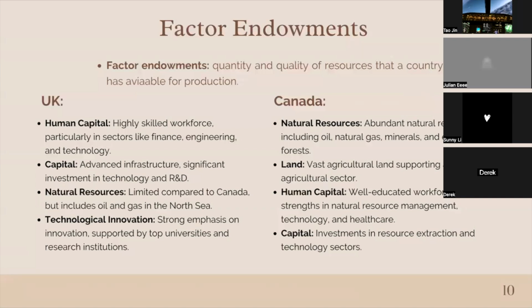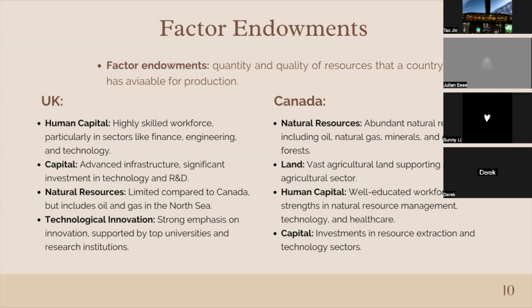Now, for the UK's factor endowments, they have human capital, which is a highly skilled workforce, particularly in sectors such as finance, engineering, and technology. Secondly, capital, which is advanced infrastructure and significant investment in technology and R&D. Thirdly, natural resources, limited compared to Canada, but that also includes oil and gas in the North Sea. Lastly, technological innovation: a strong emphasis on innovation, supported by top universities and research institutions in the UK.